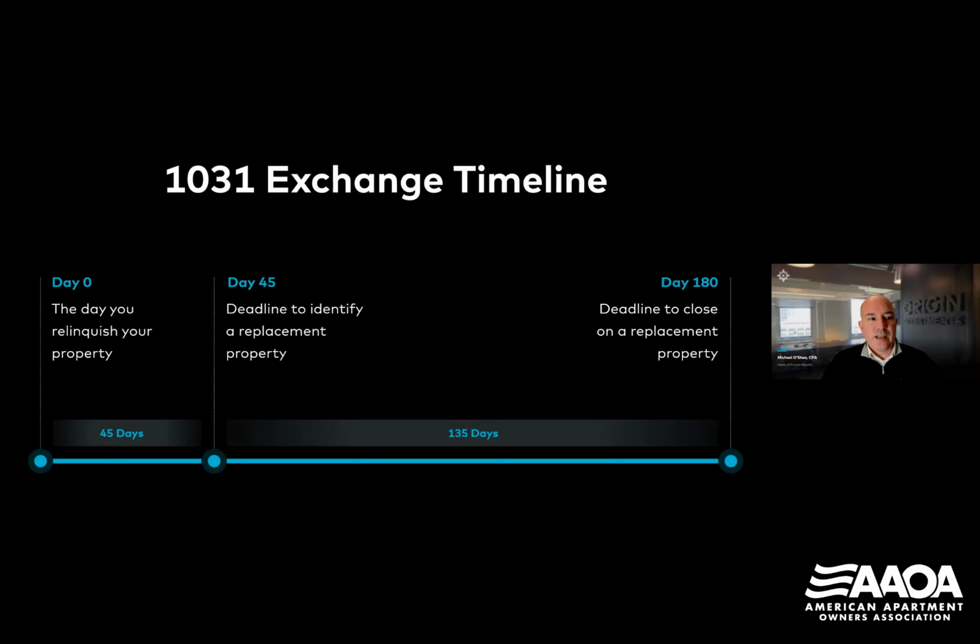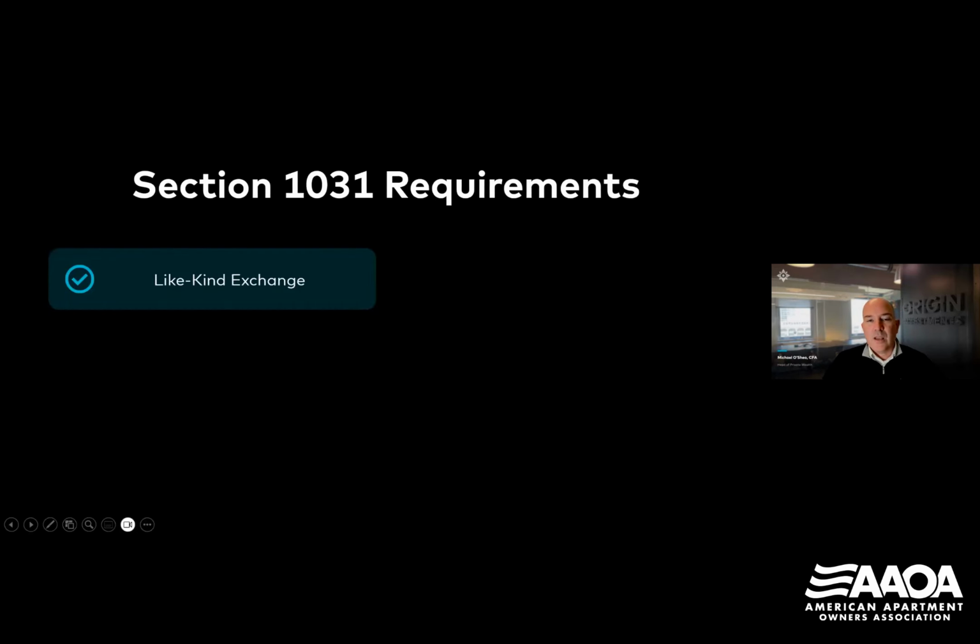So this 45 days is very, very strict. You can only close on what you've identified, and it really has to happen at light speed. If you sell on January 1st, you have until February 15th to identify these replacement properties. That's a really important part that sometimes people overlook. Now we'll talk about some of the other requirements.